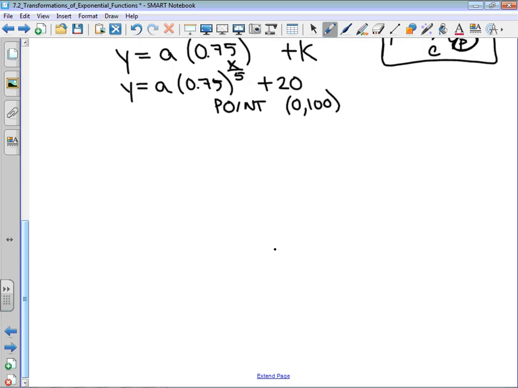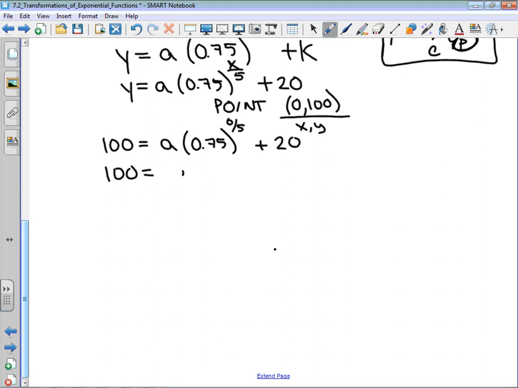If we know that point, keep in mind that points are (x, y), I can put in 100 is equal to a times 0.75 to the power of 0 over 5 plus 20, which means that 100 is equal to a times 1. Anything to the power of 0 is 1, plus 20. I'm going to subtract 20 from both sides, and I get that 80 is equal to A.